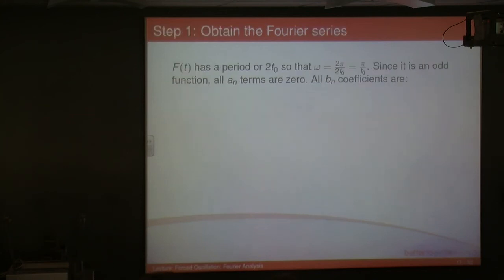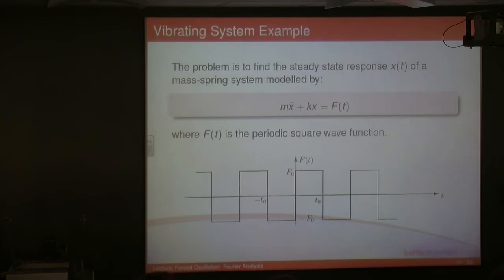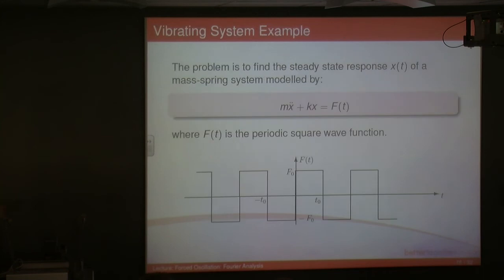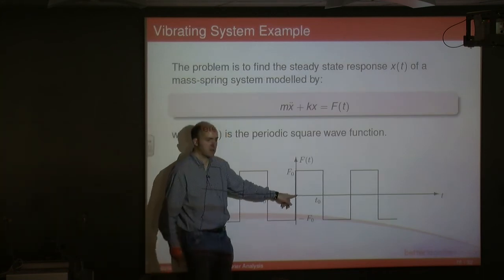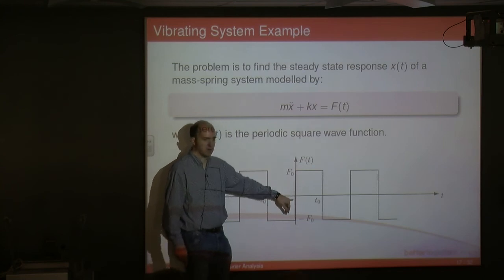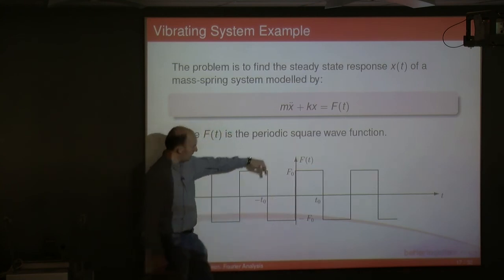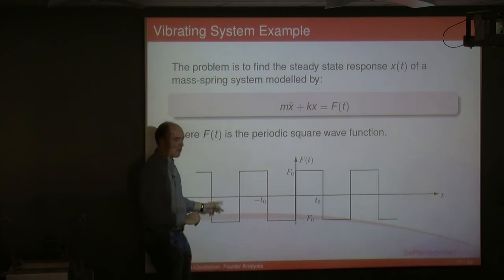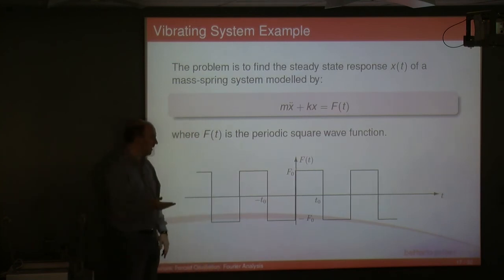Now I didn't describe it analytically, but obviously that can be described analytically. And to talk about f of t with a period of 2t0, omega is pi upon t0. Since it's an odd function, now you should know about odd and even functions. An odd function is a function that, if you draw it, you can rotate it 180 degrees about the origin and you end up with the same function. Sine of t is an odd function, okay? If it's an even function, it means if you reflect it around the y-axis, you end up with the same thing. Cosine of t is an even function.